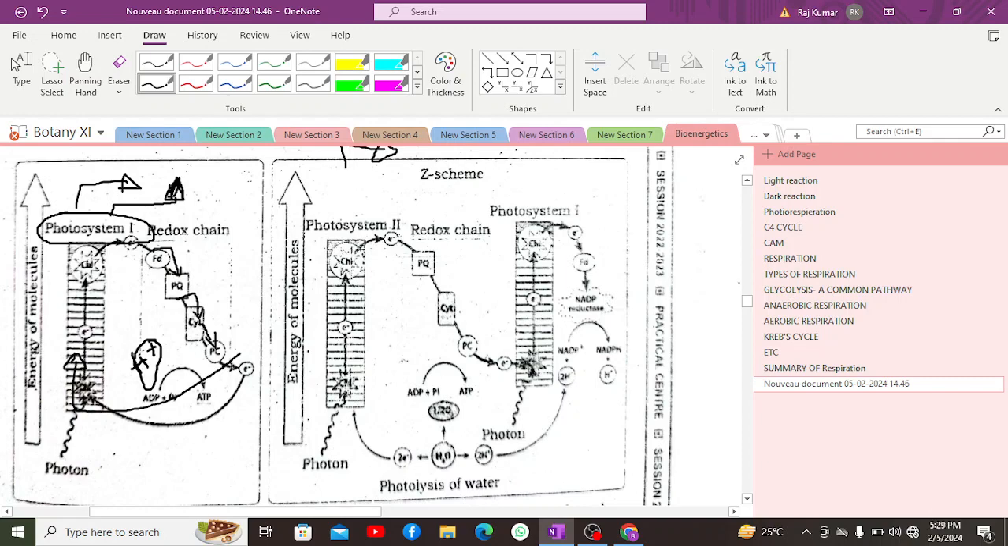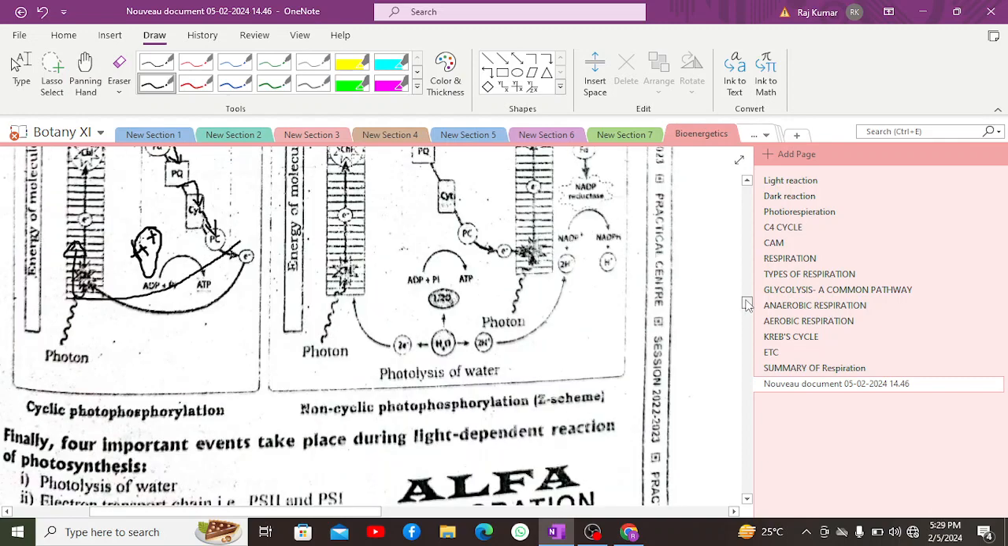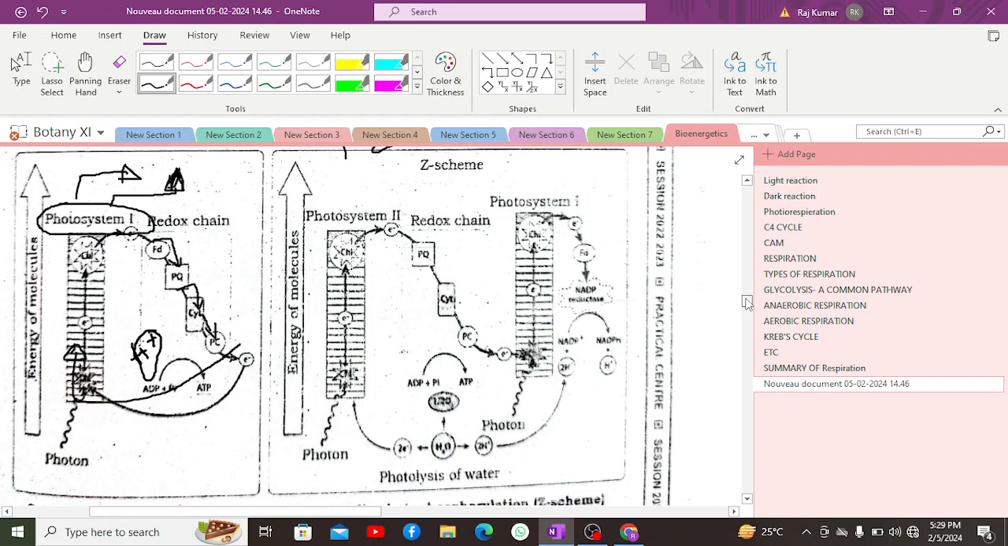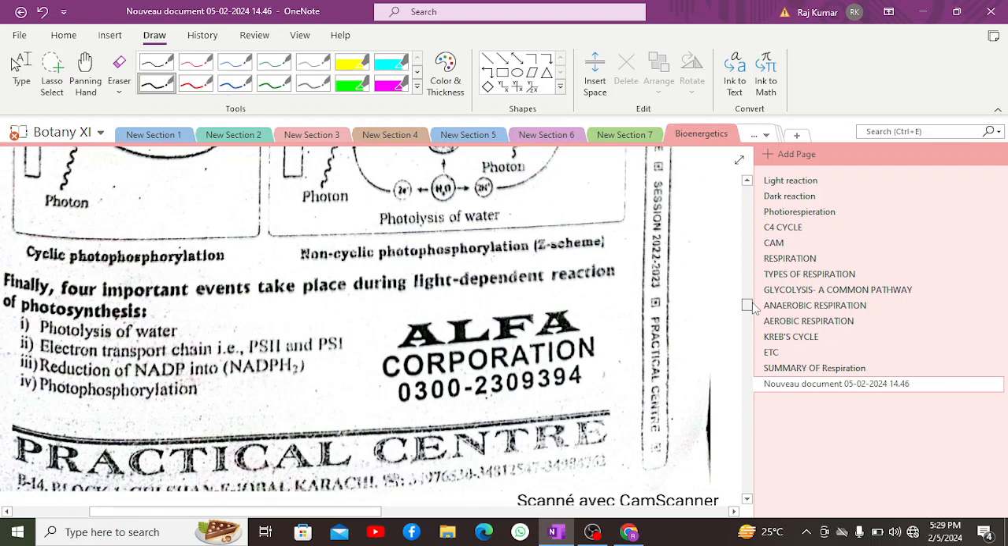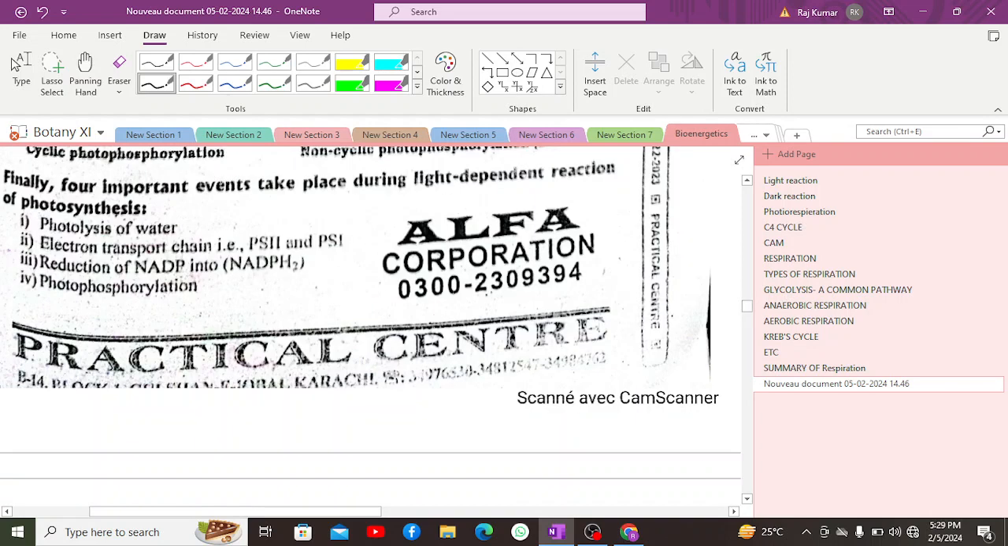And apart from that, there's no involvement of the manganese cluster Z complex in it, and no utilization of water in this process. Now coming to the summary, finally four important events take place during the light dependent reaction: photolysis, electron transport chain, reduction, and photophosphorylation.